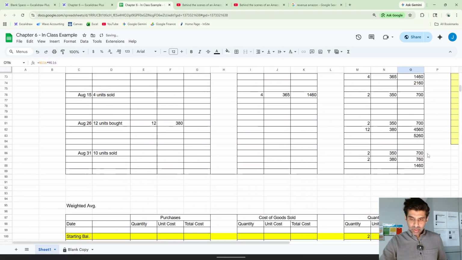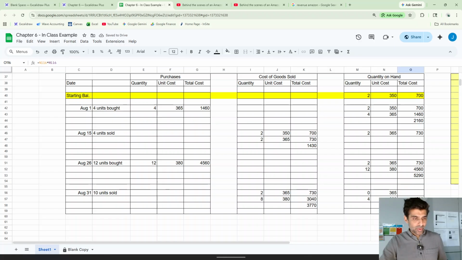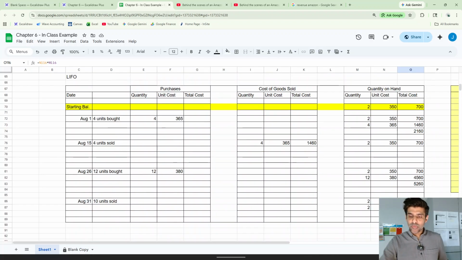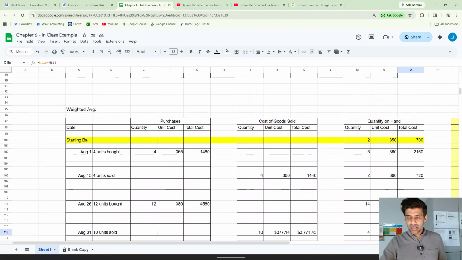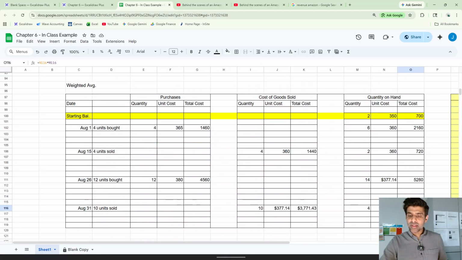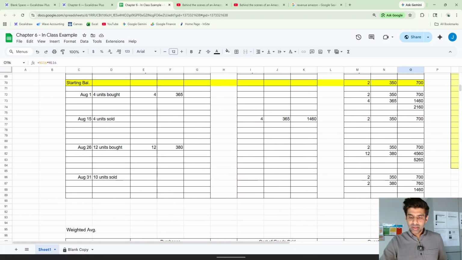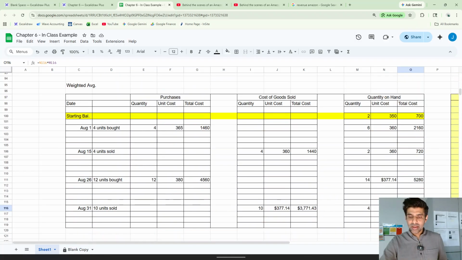Okay, so let's compare these 3. For FIFO, it was 15,020. For LIFO, it was 14,060. And for weighted average it is 1508. So FIFO was the highest, LIFO was the lowest, and weighted average was somewhere in the middle.